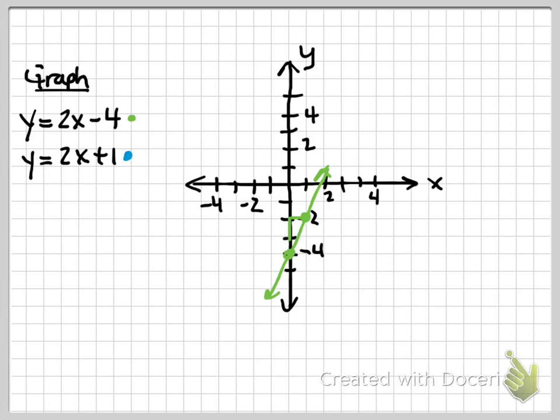Second one, I'm going to label blue, go to where y equals positive 1, then I rise up 2 and run to the right 1. So it should take me to the point 1, 3. And they're parallel. What does that mean, parallel?